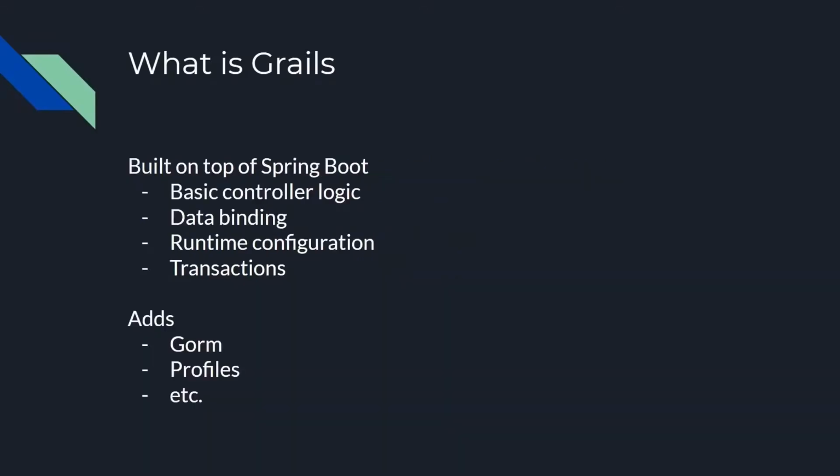So, Grails is built on top of Spring Boot, and from Spring Boot it takes the basic control logic, the data binding, the runtime configuration, and the transactions. The benefit to being built on top of an already robust framework is that we're able to retain many of the features that Spring offers, such as the amazing security that Spring has. So on top of all of this, Grails adds features such as GORM, an object relational mapper, profiles, which can help encapsulate the project commands and templates, and plugins, and other features.